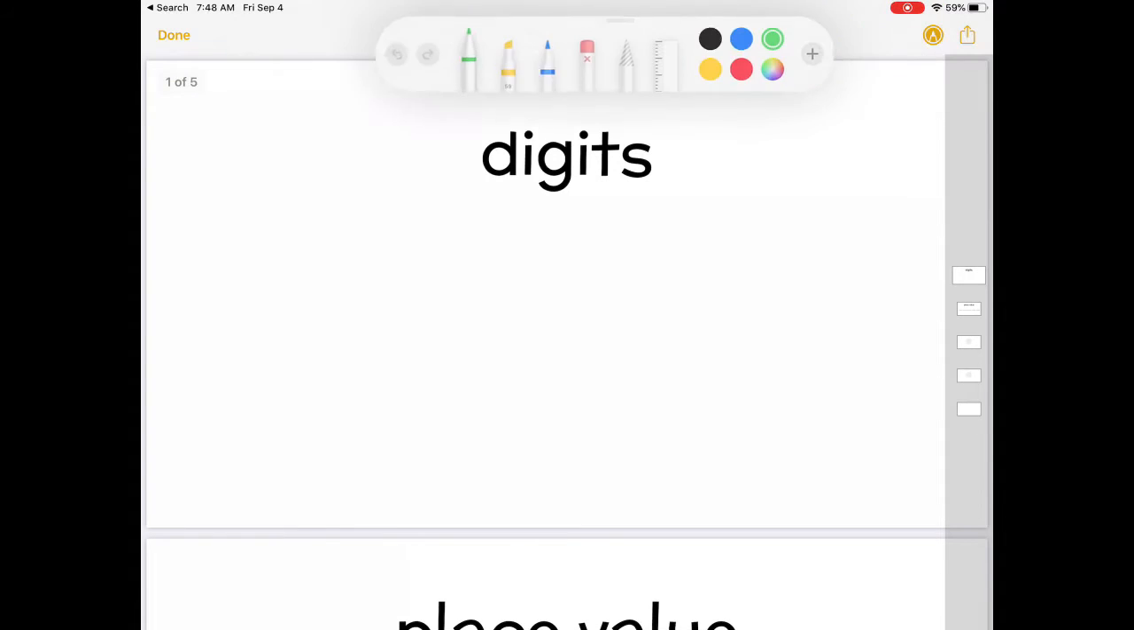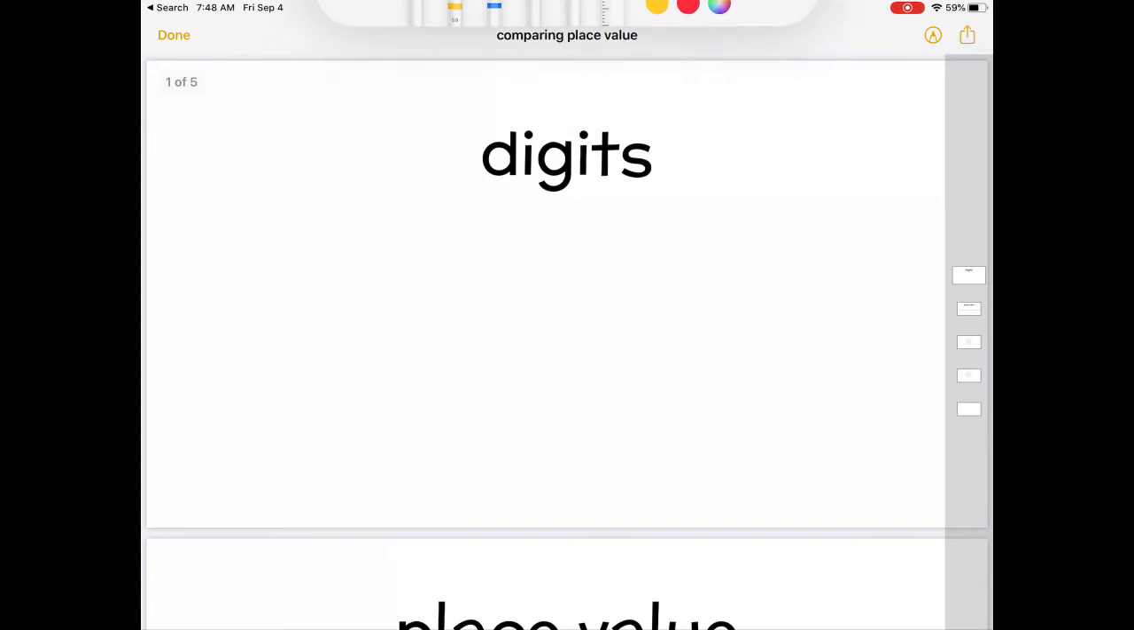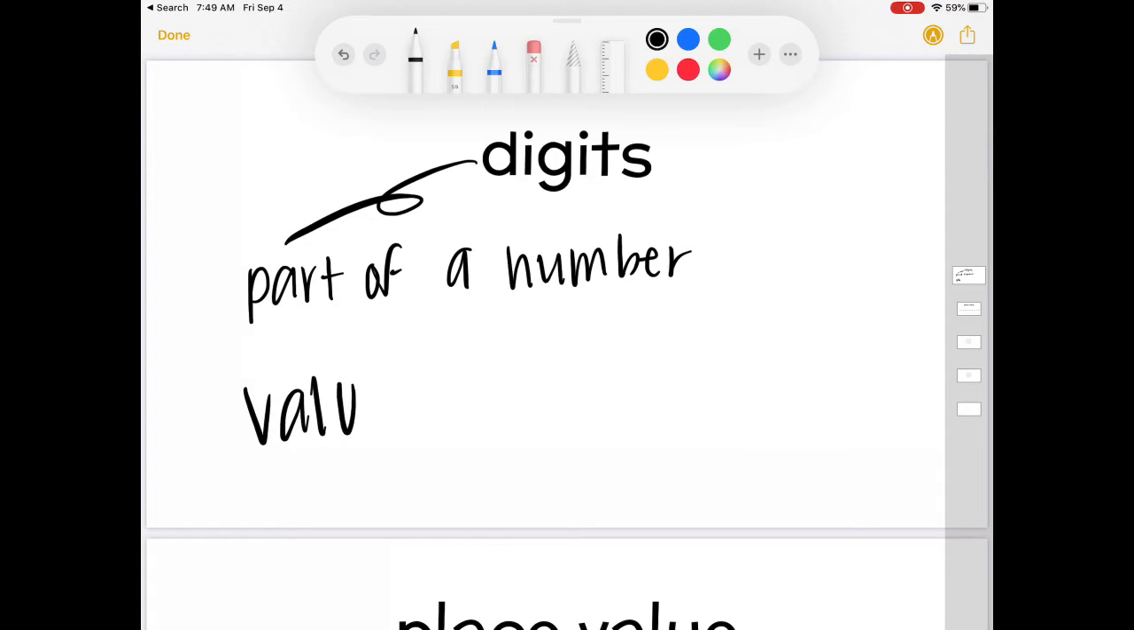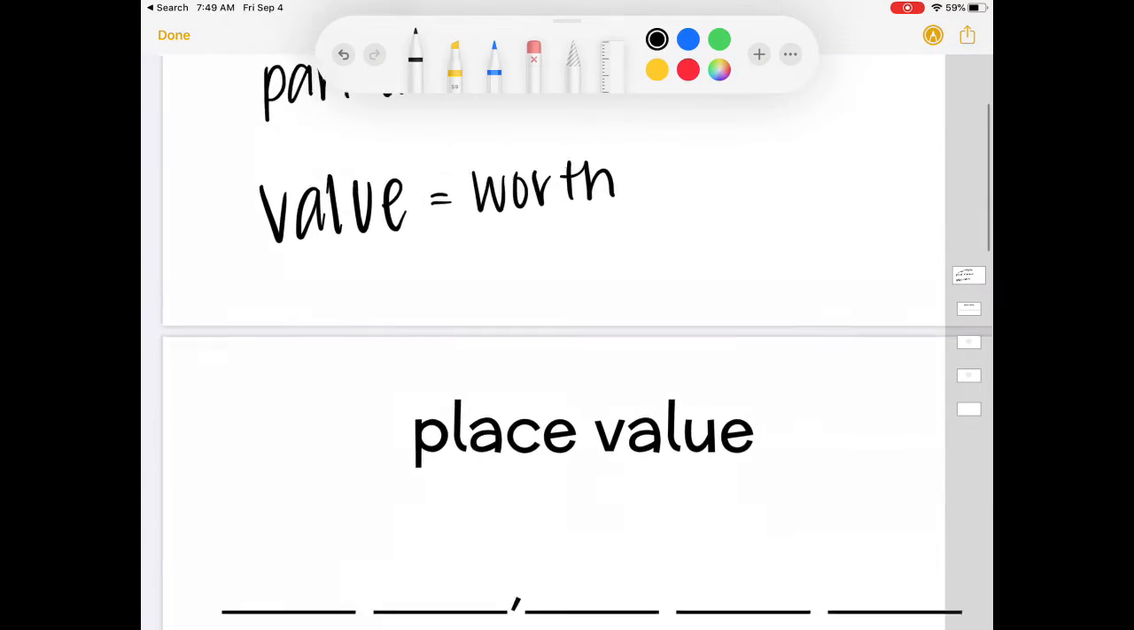When you're talking about place value and comparing it, you are looking at each individual digit and at the value of that digit. A digit is just part of a number. When you see this word value, that means you're looking at the worth. So what is it worth?